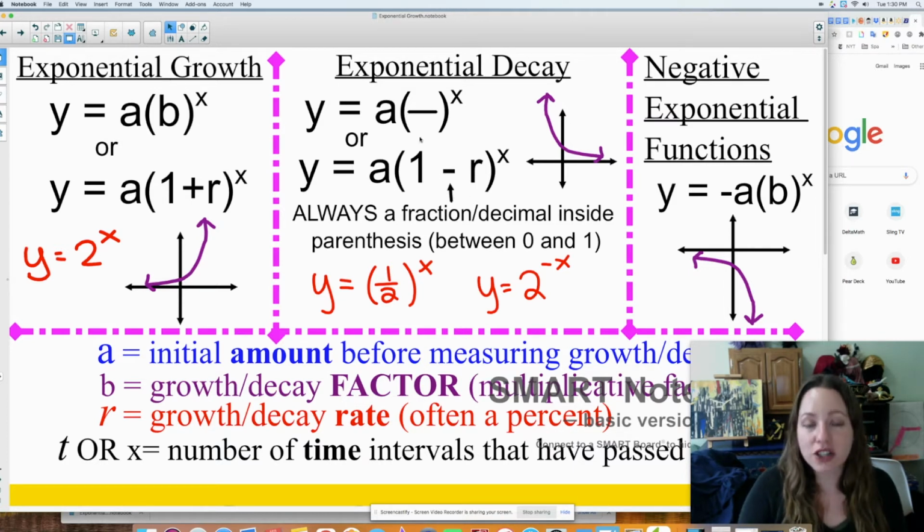If it was a fraction like 1/2, that would give you the decimal of 0.50. So the number inside parentheses is always between 0 and 1 because it's that decimal, and that is decay. Make sure you draw the graph so you see what it looks like. And here are 2 examples.